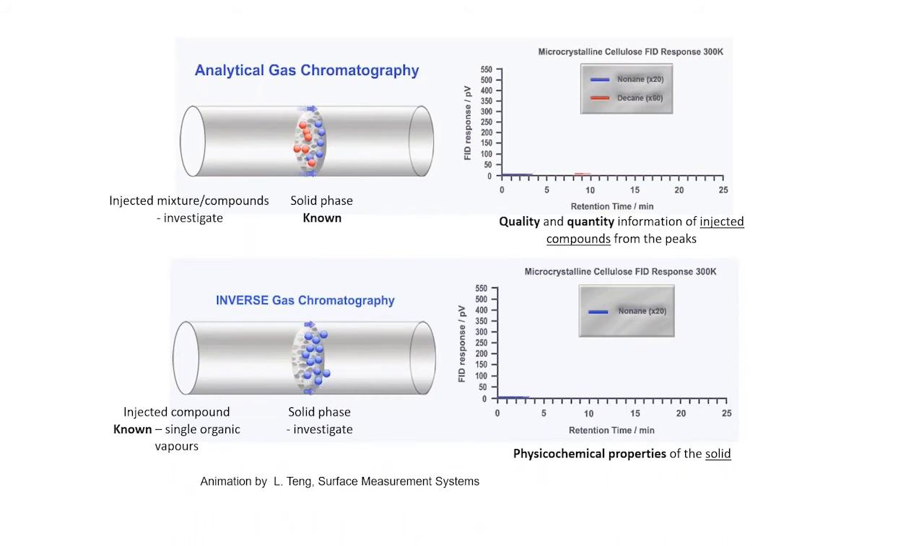On this slide you can really see the difference between classic analytical gas chromatography and inverse gas chromatography. In analytical gas chromatography, we pass over a mixture of gases, which is our unknown, acting as our mobile phase, over a column packed with a solid phase, our stationary phase, which is known.